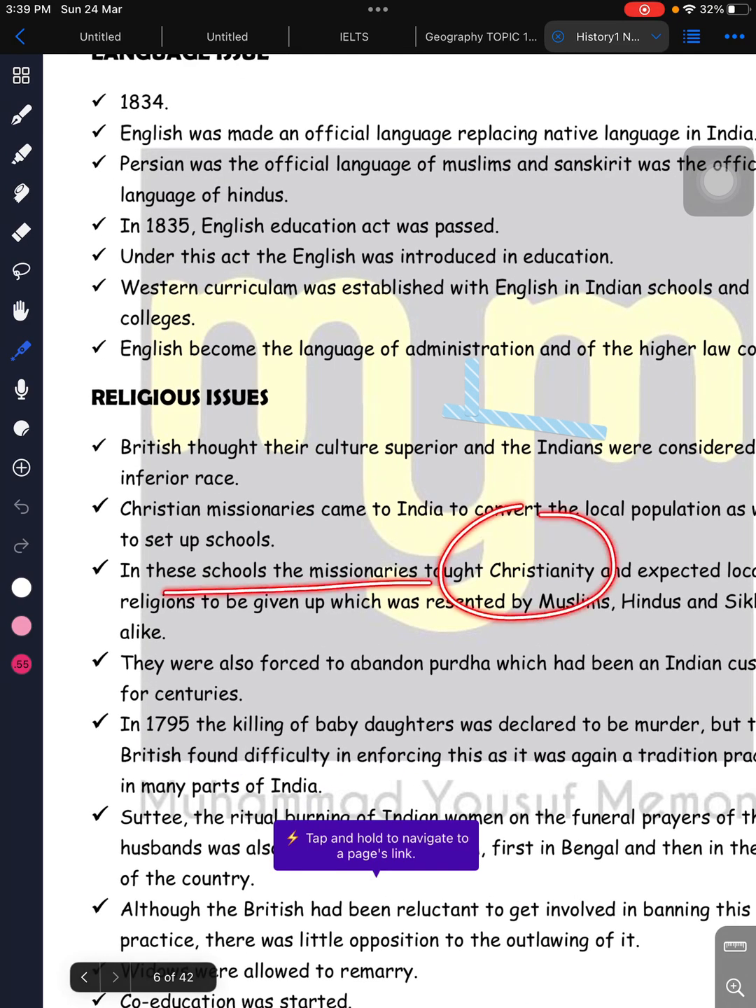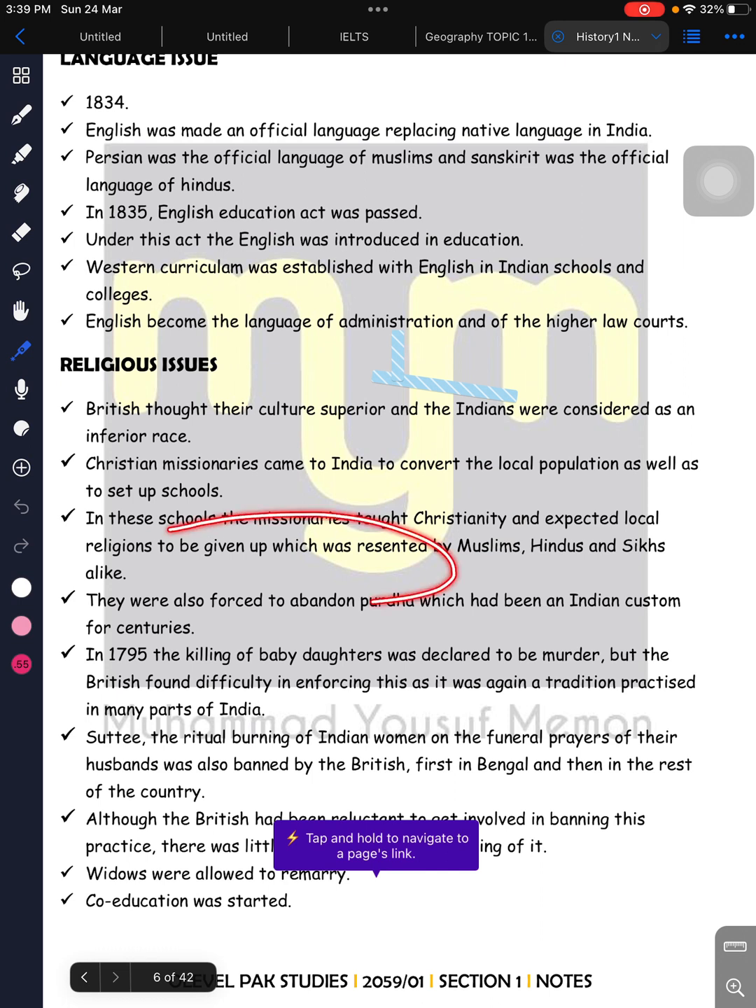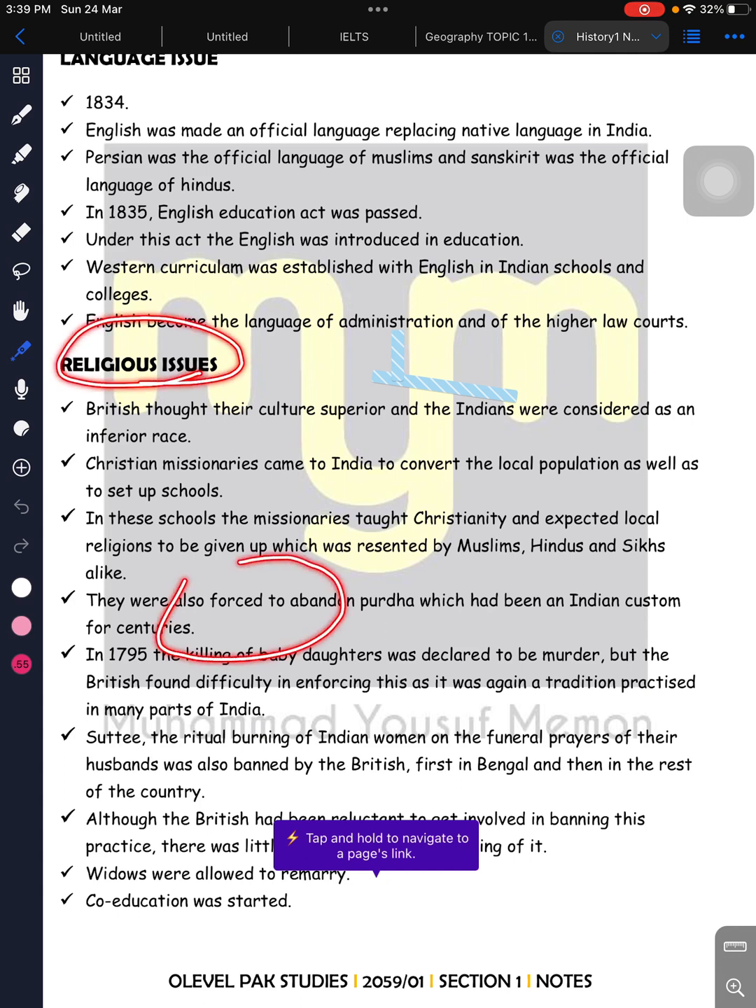ठीक है, in the schools missionaries taught Christianity and expected the local religions to do that, which actually resented, जिसको through that the Muslims, Hindus, Sikhs, Marathas, everyone was resented by this. There was also a religious issue: parda was banned. Parda was a Muslim custom where the hijab and everything was used to cover the body, but that was also banned. So this actually hit the Muslim custom.